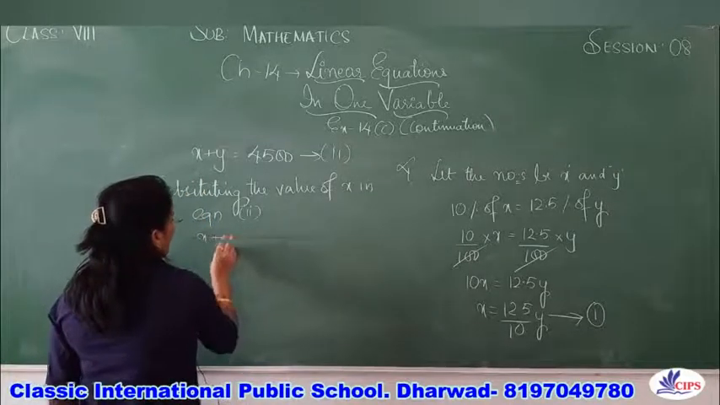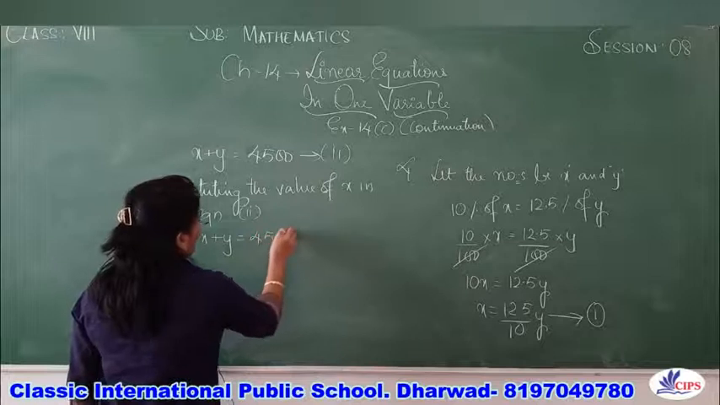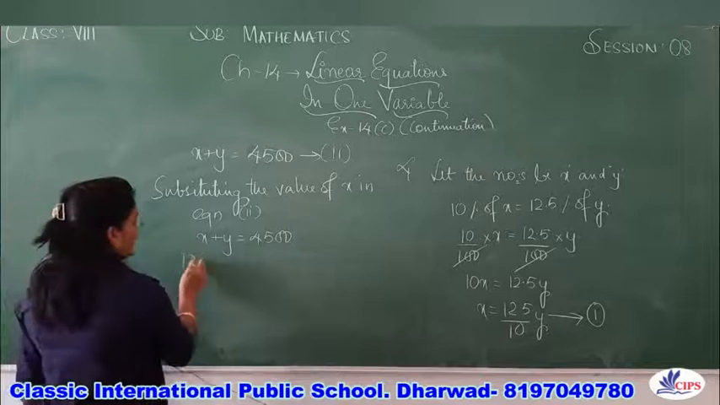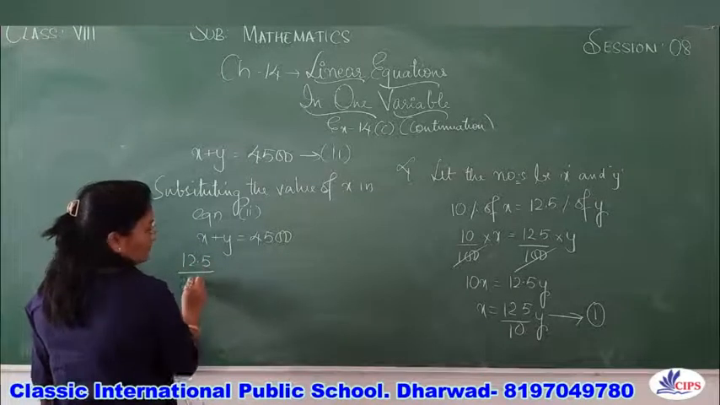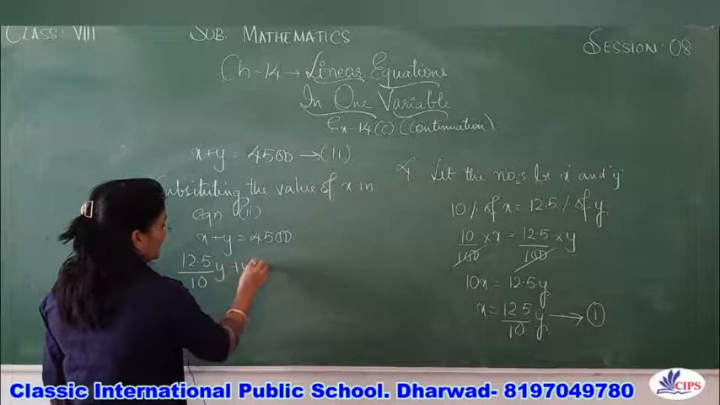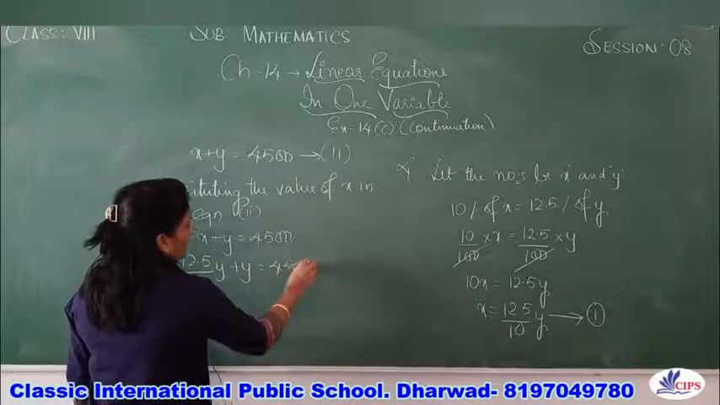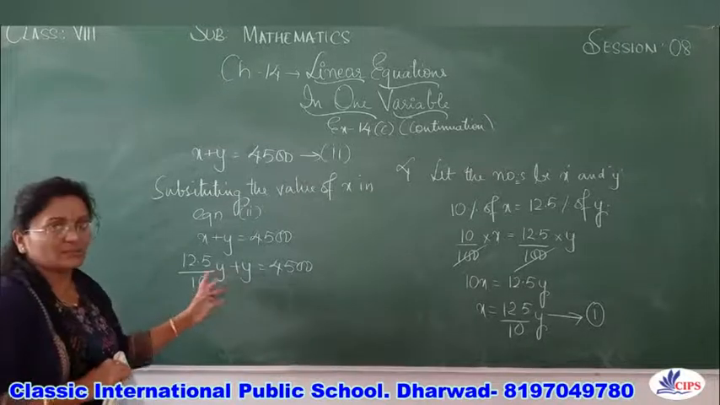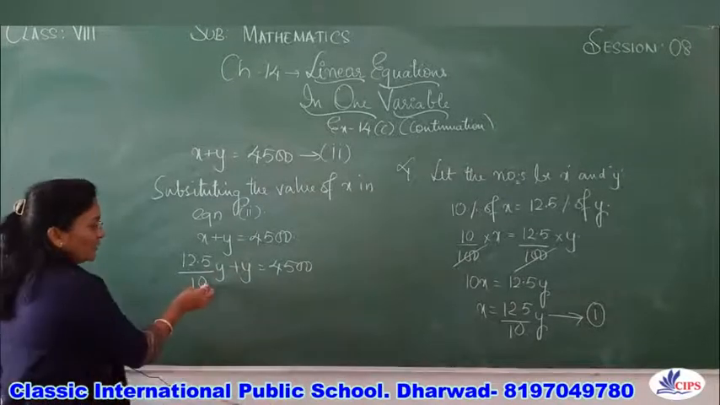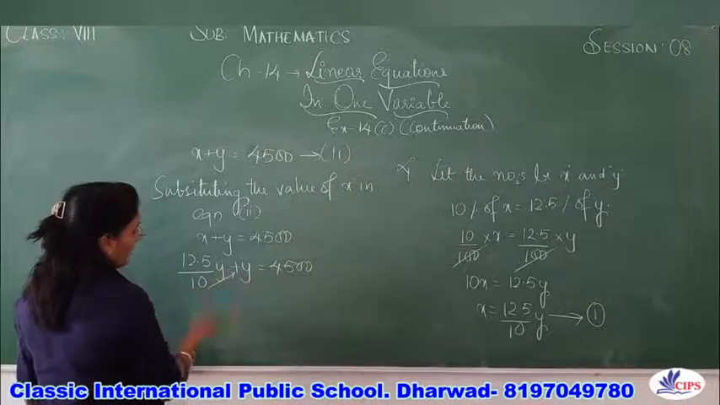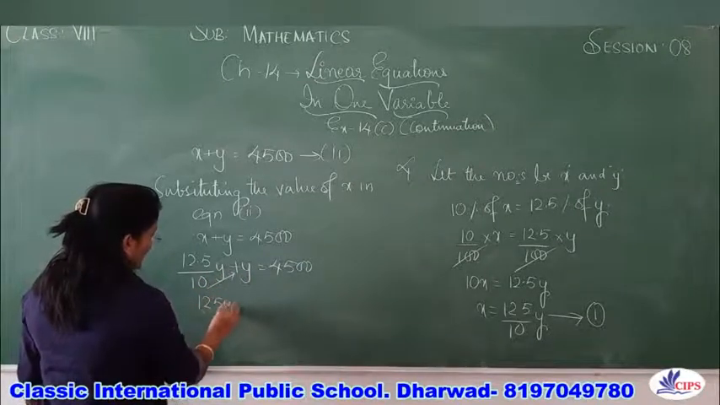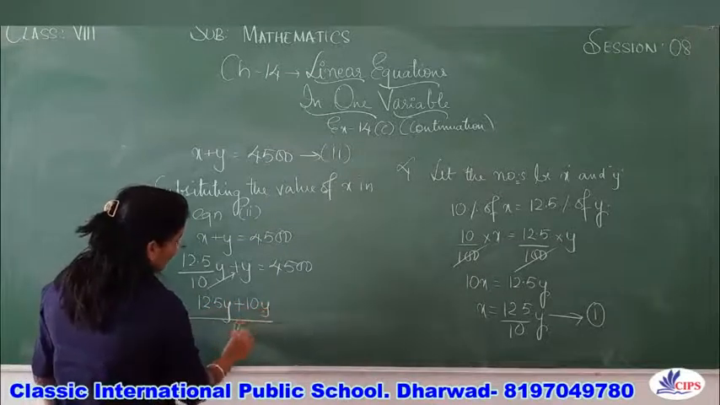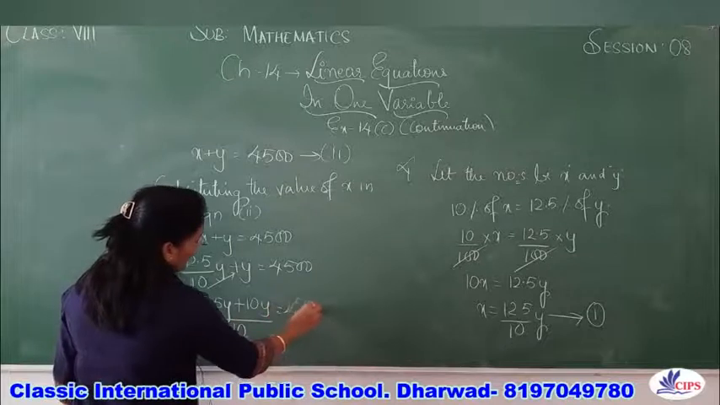So x plus y equals 4500. Got it. Now x value is how much? 12.5 by 10 into y plus y equals 4500. Now you can see these both are the same variables, so we can add them. But to add, we have got a fraction here, that is 10, so I will cross multiply it. So I get 12.5y plus 10y by 10 equals 4500.